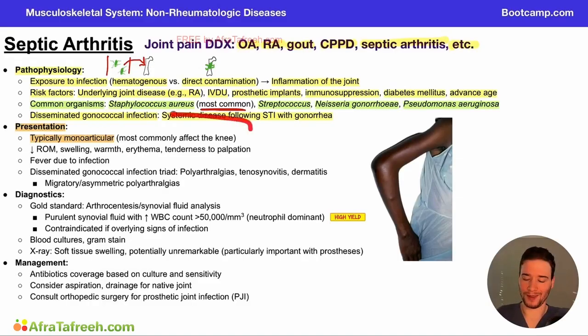Important to know this most commonly affects the knee. It can affect any joint technically, but oftentimes in questions they're going to ask you about the knee, could ask you about the shoulder as well. Less commonly, they'll ask about the smaller joints like the wrist or the hand, but keep in mind it can happen in those as well. So what are the findings? What are we going to see here?